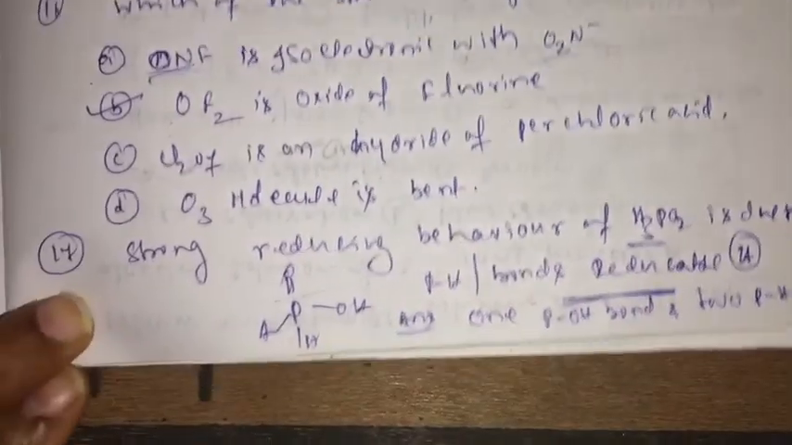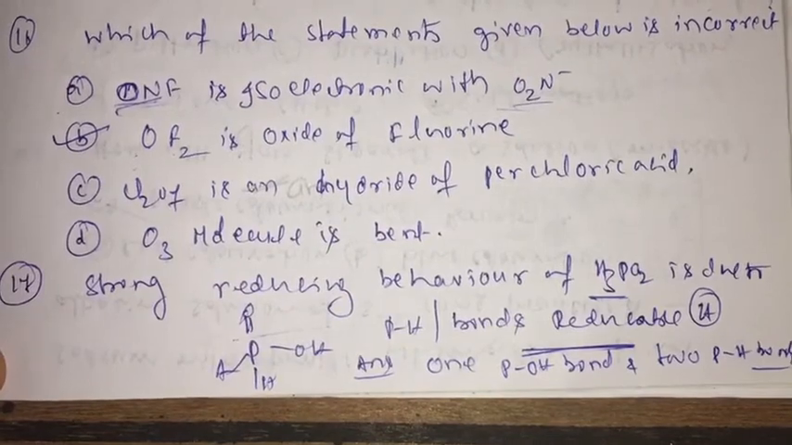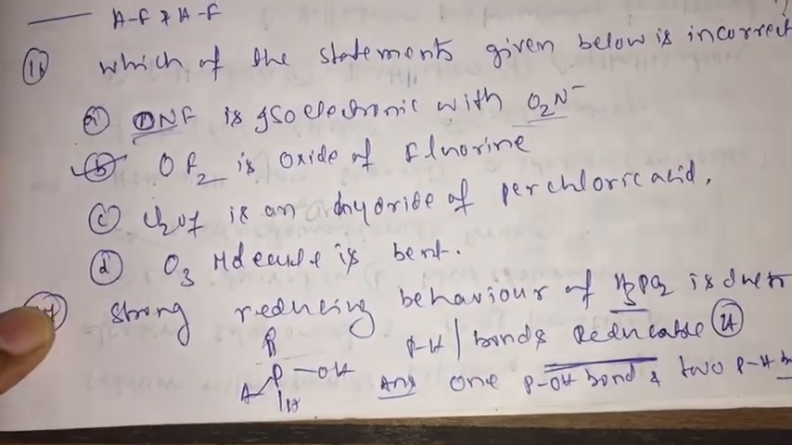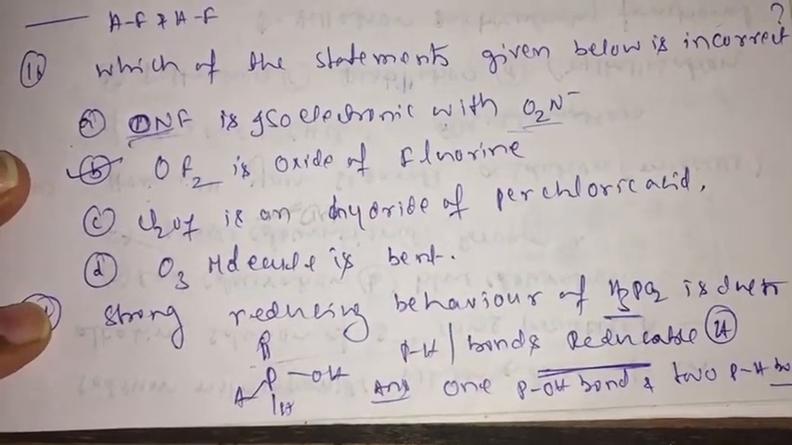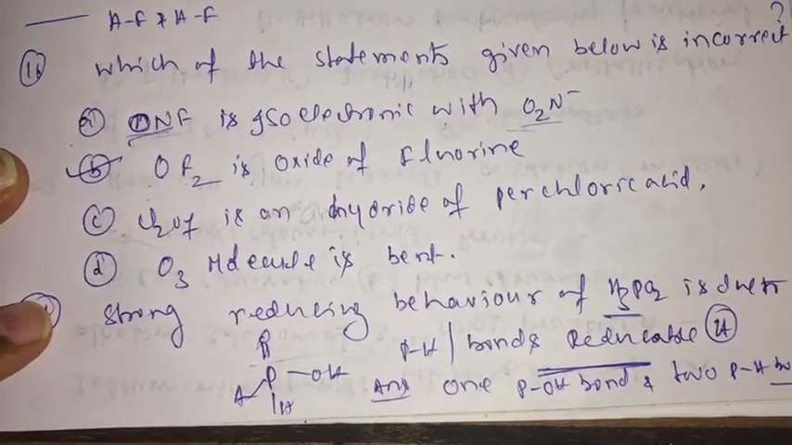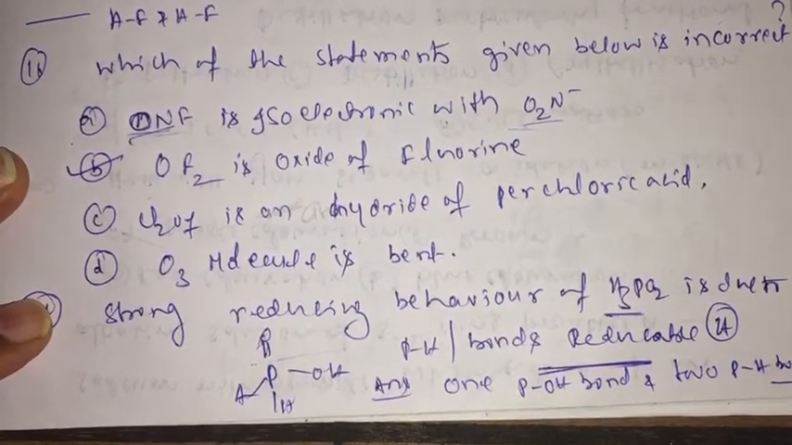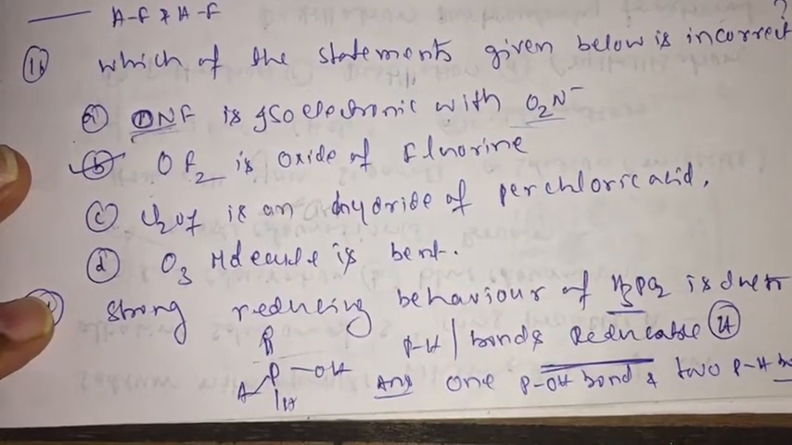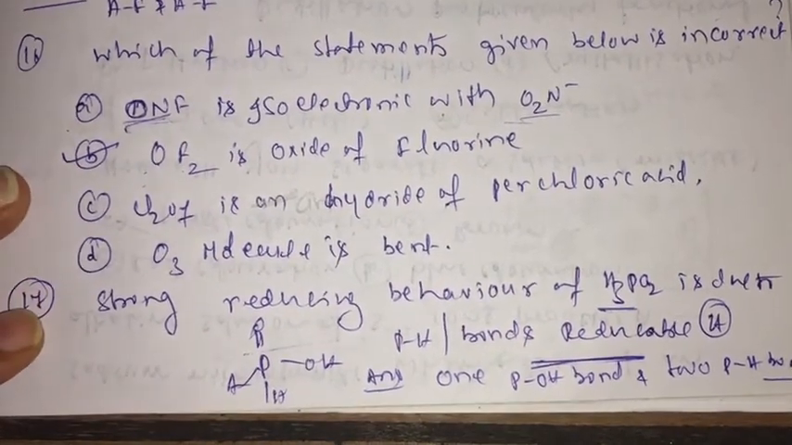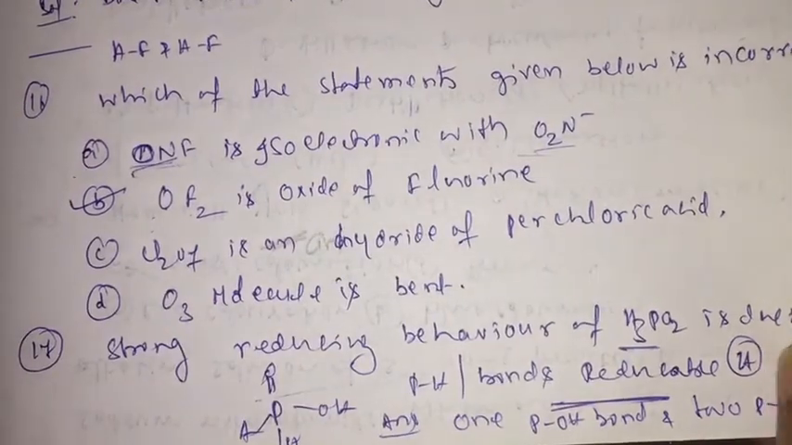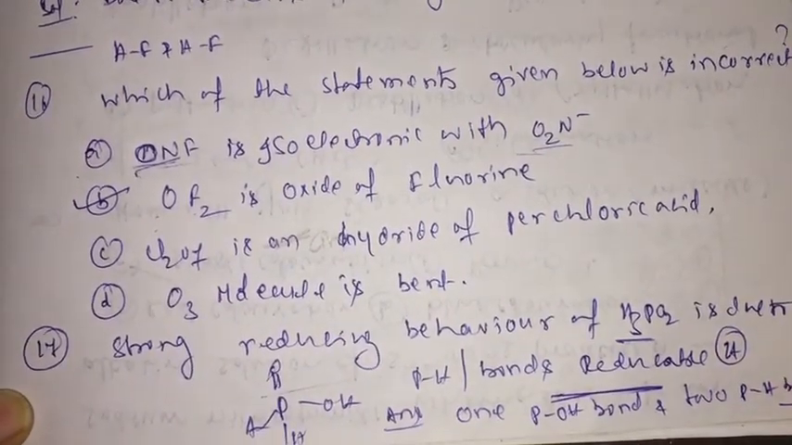Next is the 17th question. Strong reducing behavior of H3PO2 is due to what? Reducing behavior depends on the number of P-H bonds in oxy acids, that is, the H- that can be released, which is the reducible hydrogen. In this case, P double bonded to O, with OH, H and H: one P-OH bond and two P-H bonds. So it is strongly reducing. It has two P-H bonds, so it acts as a strong reducing agent.